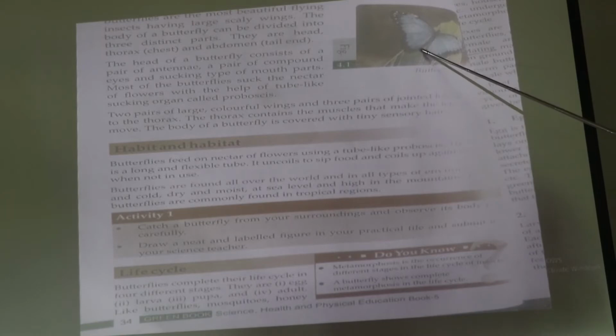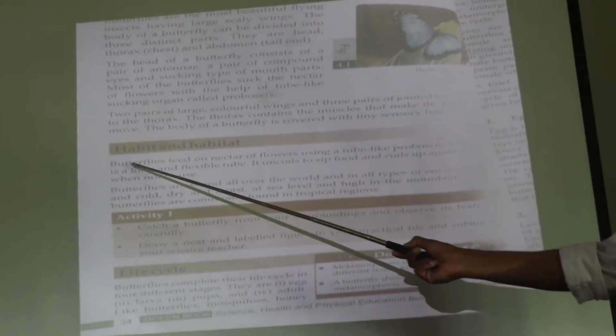The body of a butterfly is covered with tiny sensory hair. Now we are going to study about the habit and habitat of butterflies.